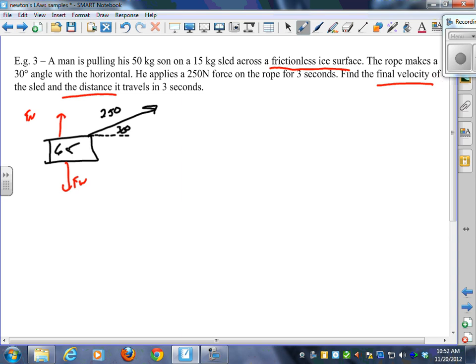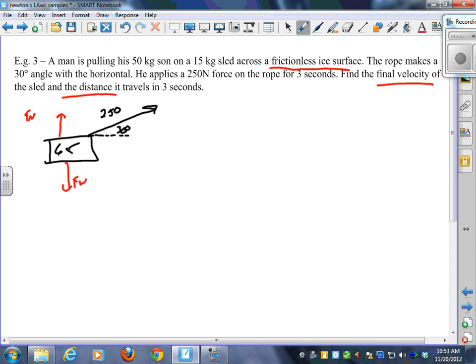How much of that 250 actually is pulling sideways? All of it, or a little bit less? Or maybe a little bit more? What do you think? How do you know it's less? You just know. Right? You're right, it's the hypotenuse. That's good. If the 30 degrees was even greater, like say it was 60 or 75 degrees, then it would be even less, Nick?